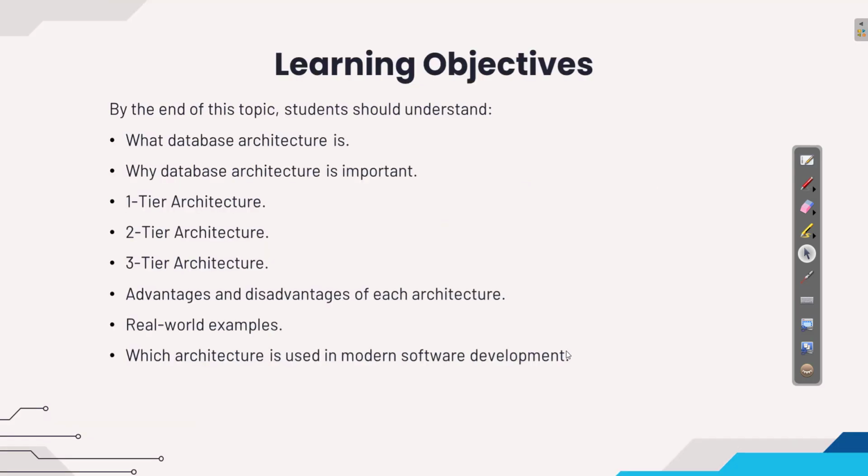Okay, learning objectives. By the end of this topic, you should understand what database architecture is, why database architecture is important, types of architecture: 1-tier, 2-tier and 3-tier architecture, advantages and disadvantages of each architecture, real world examples, and which architecture is used in modern software development systems.